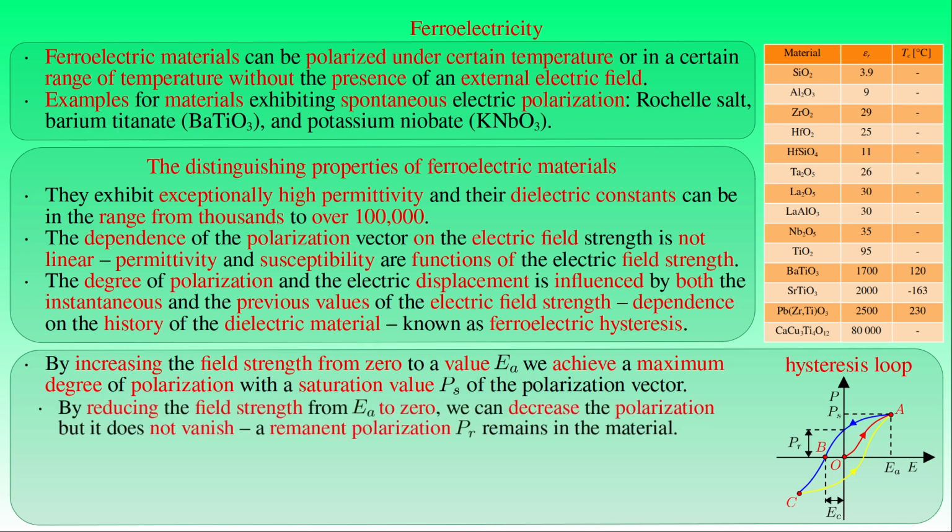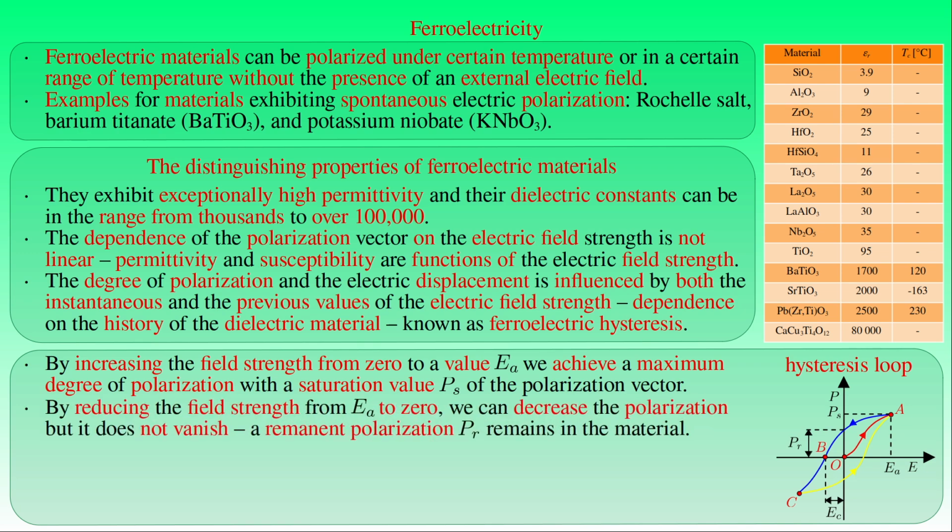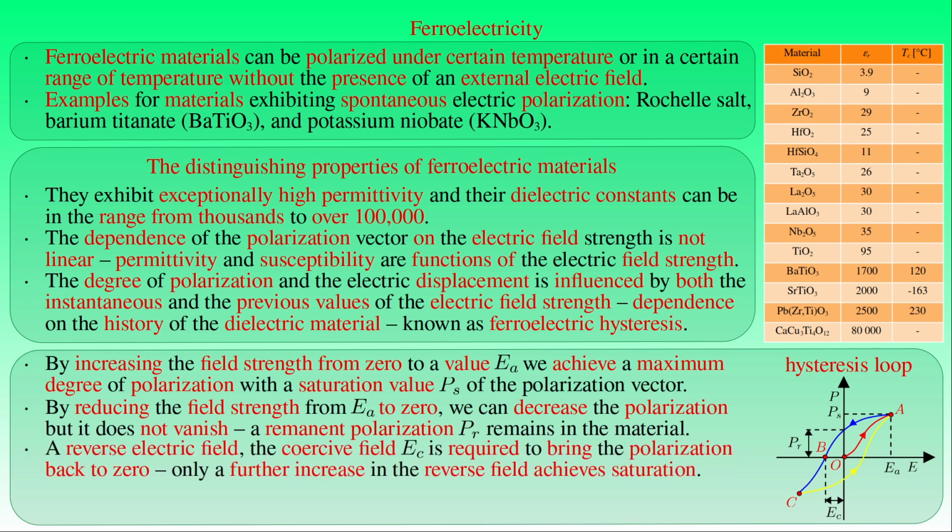By reducing the magnitude of the field strength from EA to 0, we follow the blue curve where the value of the polarization decreases, but it does not vanish even if the electric field applied to the ferroelectric material vanishes. Instead, a finite remanent polarization PR remains in the material, indicating its ability to store stable memory states. A reverse electric field EC called coercive field is required to bring the polarization back to 0 at the point B on the blue curve, and only a further increase in the reverse field can achieve a saturation value of the polarization vector pointing in the opposite direction at the point C.